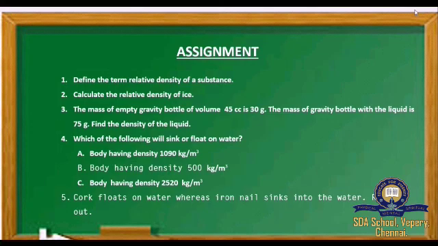Which of the following will sink or float on water? So you have to find out which one will sink and which one will float on water. Cork floats on water, whereas an iron nail sinks into the water. Reason out. So these are really easy questions. Do submit it in the Google Classroom. I expect more submissions this week.